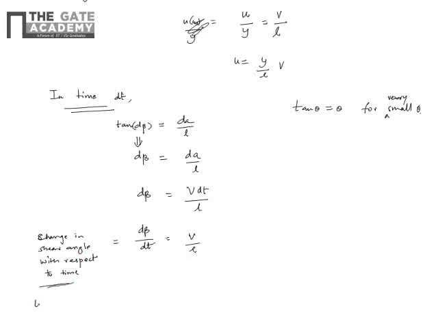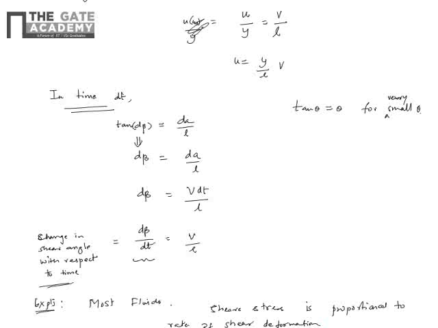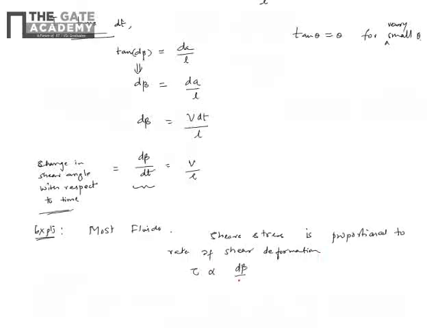Now it has been observed from experiments that for most fluids, the shear stress is proportional to the rate of deformation, which is nothing but the rate of shear deformation. So tau is proportional to d beta by dt. That is what is observed for most fluids.